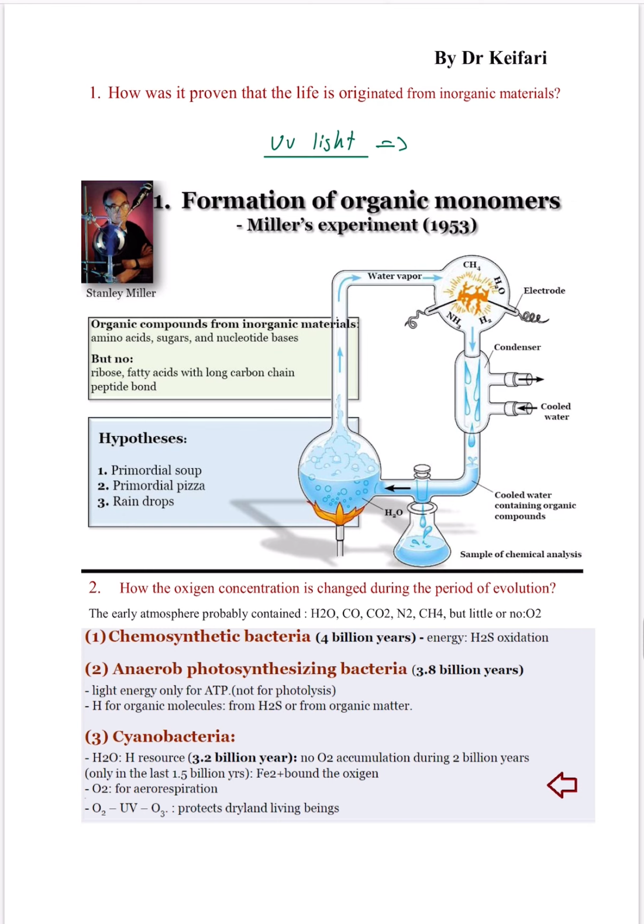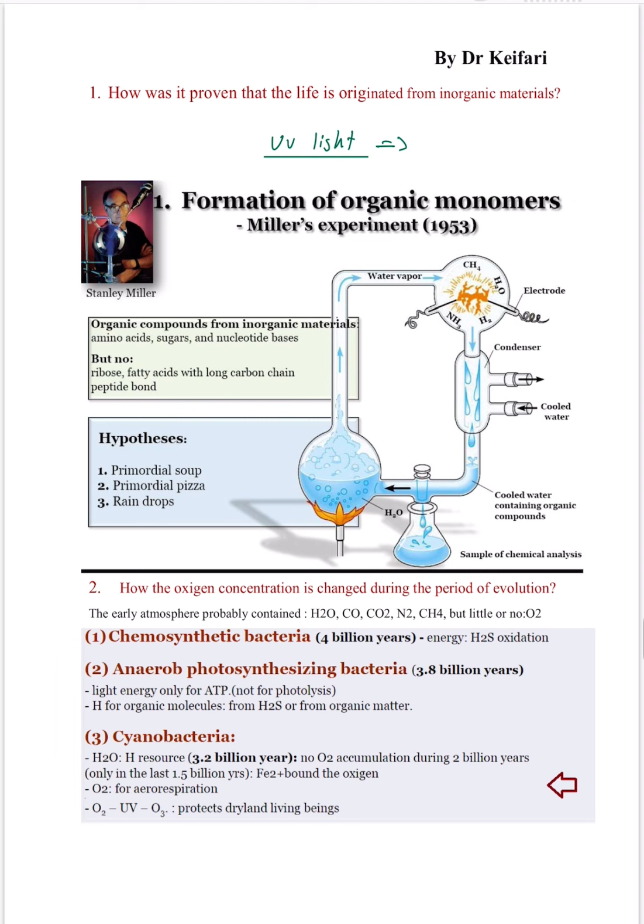And the other question we can answer is: how did the oxygen concentration change during the period of evolution? As I mentioned earlier, the atmosphere probably contained water, carbon monoxide, carbon dioxide, nitrogen, and methane, but little or no oxygen. Then in the system, after several years, because of the Miller process, the formation of virus started, then the formation of bacteria. There are three hypotheses showing how oxygen production started.